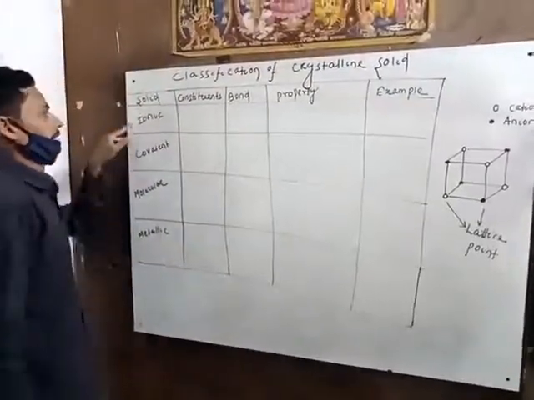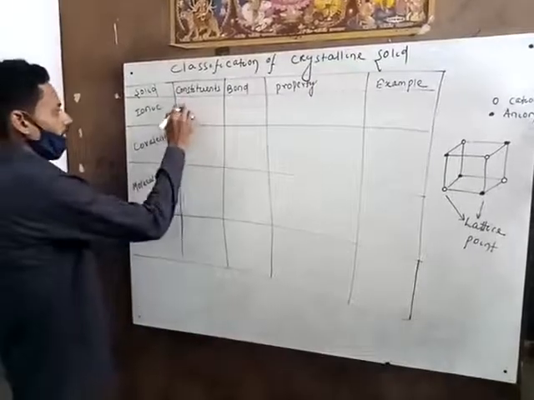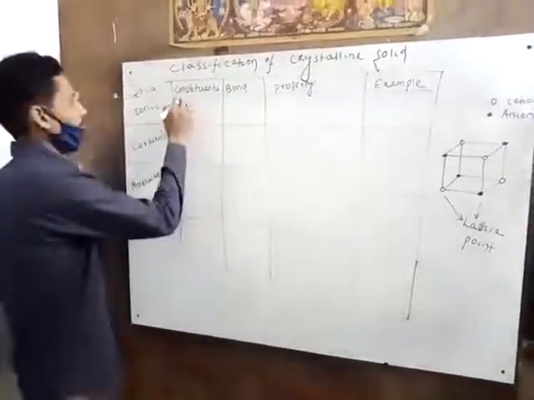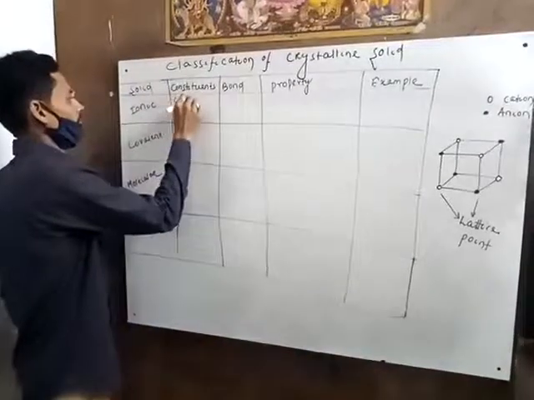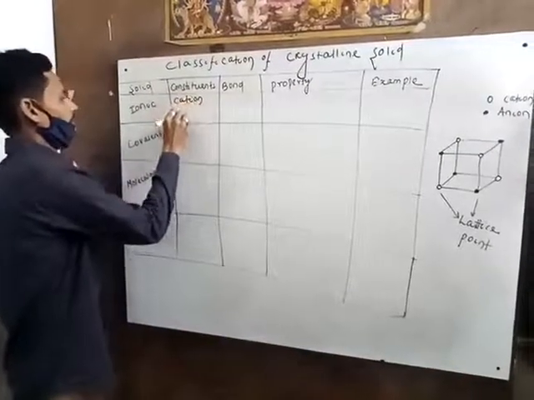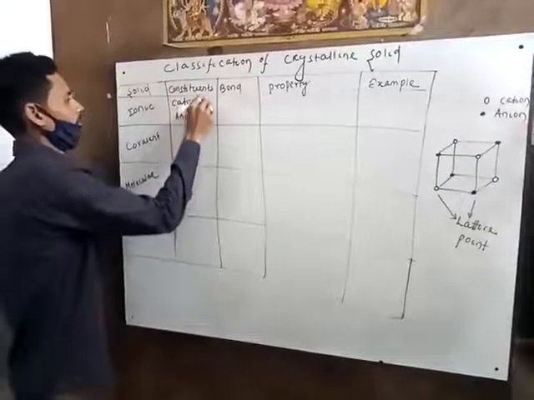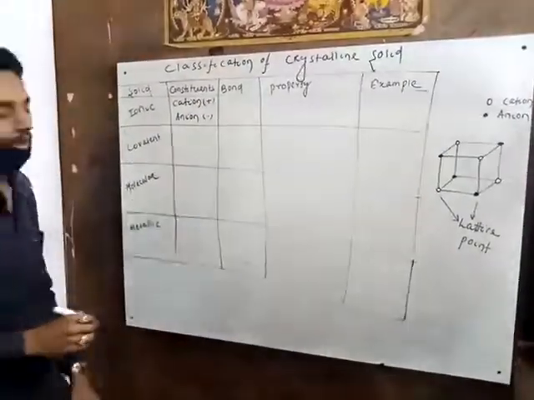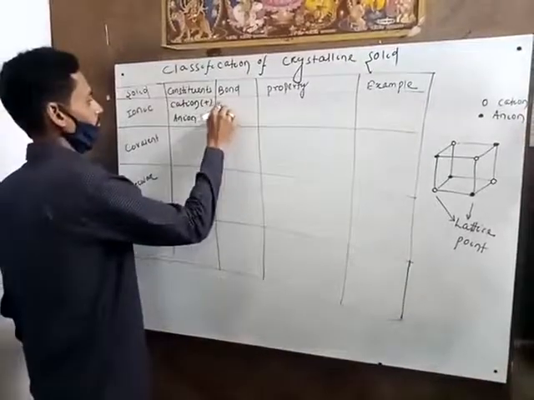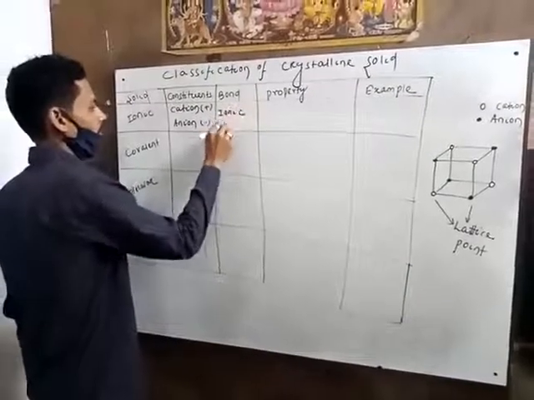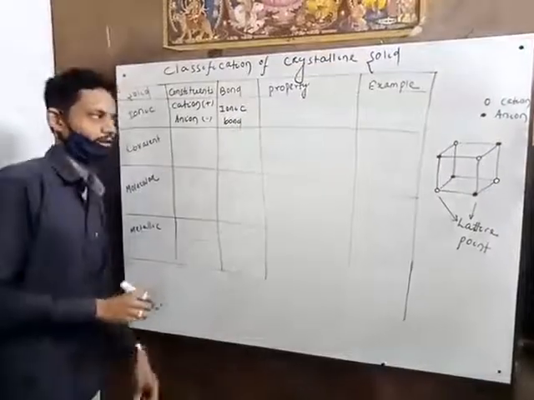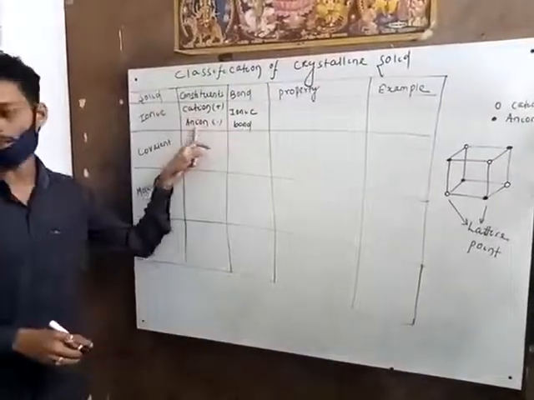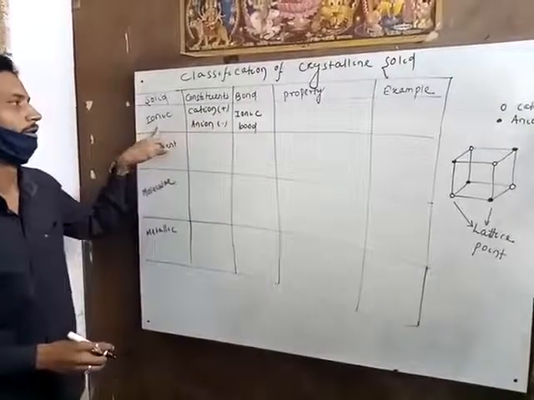In the first case, ionic solid, the constituent particles are two oppositely charged ions: cation and anion. The type of bond is ionic bond. Electrostatic force of attraction, the ionic bond, exists between cation and anion in case of ionic solid.